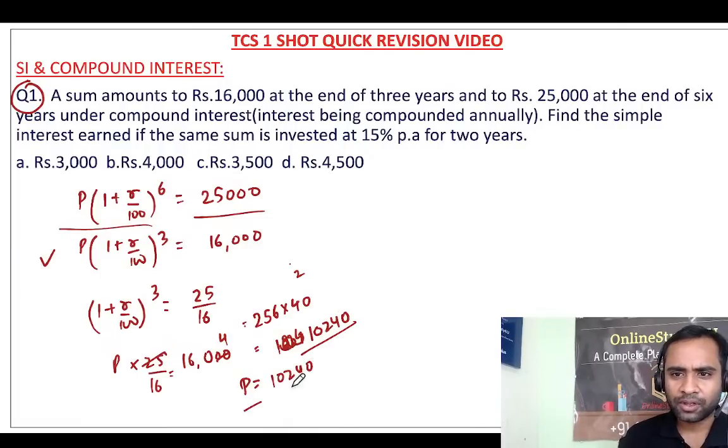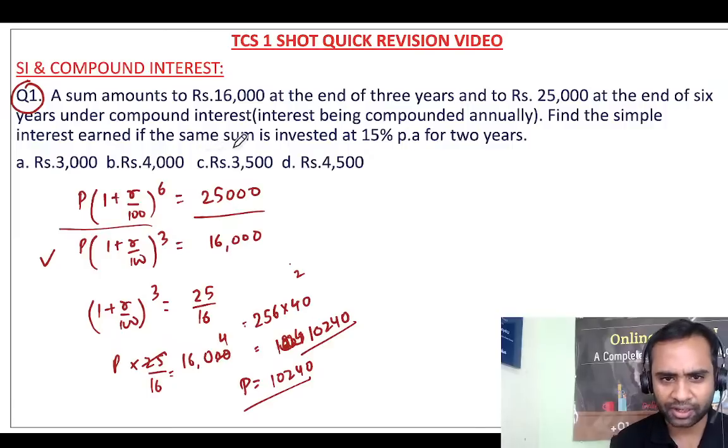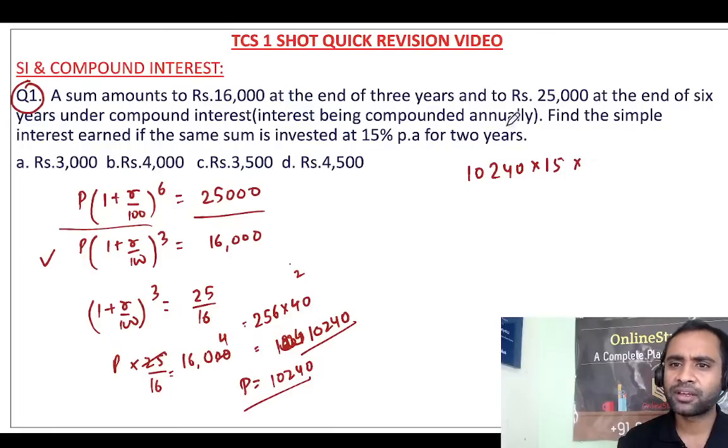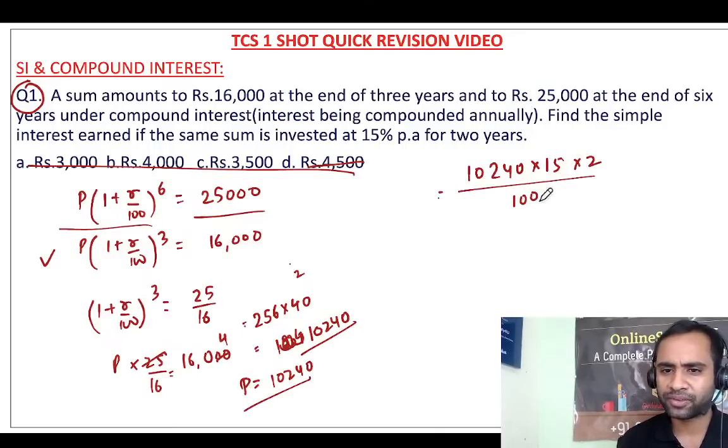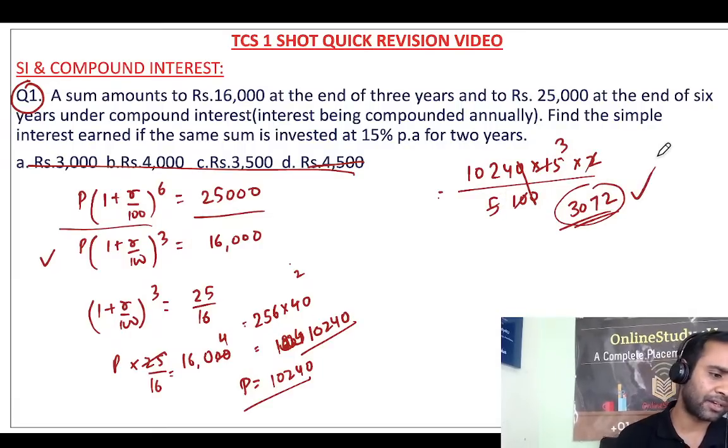Now they're telling, find the simple interest earned if the same sum is invested at 15% per annum. So principal into 15% and 2 years, 2 divided by 100. Now options might be wrong, so please don't go for options. There might be some issue with the options. So it will be 3072. So 3072 will be the correct answer.